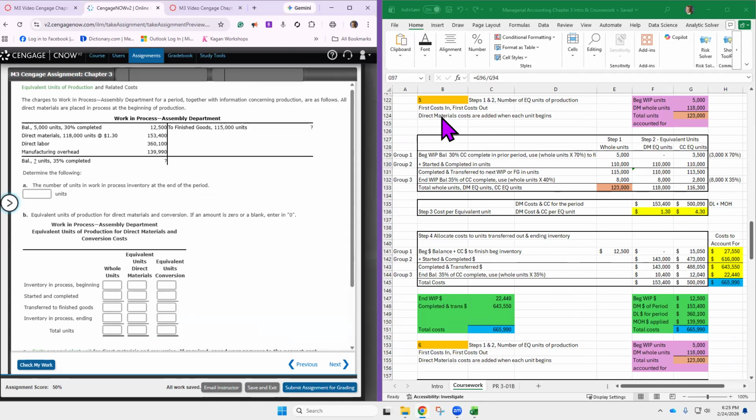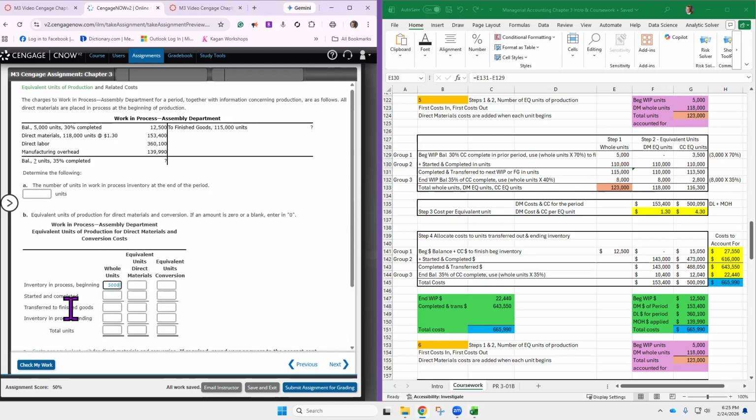First in, first out, direct materials costs are added when each unit begins. Beginning inventory starts with 5,000. And we received enough direct materials to make 118,000 units. So altogether, we have 123,000. Okay, I'm going to start my whole units. So we go with 5,000. Okay, and then we know 115,000 were sent to finished goods. We can back into started and completed, right? Okay, so let's go ahead and start putting some of this in.